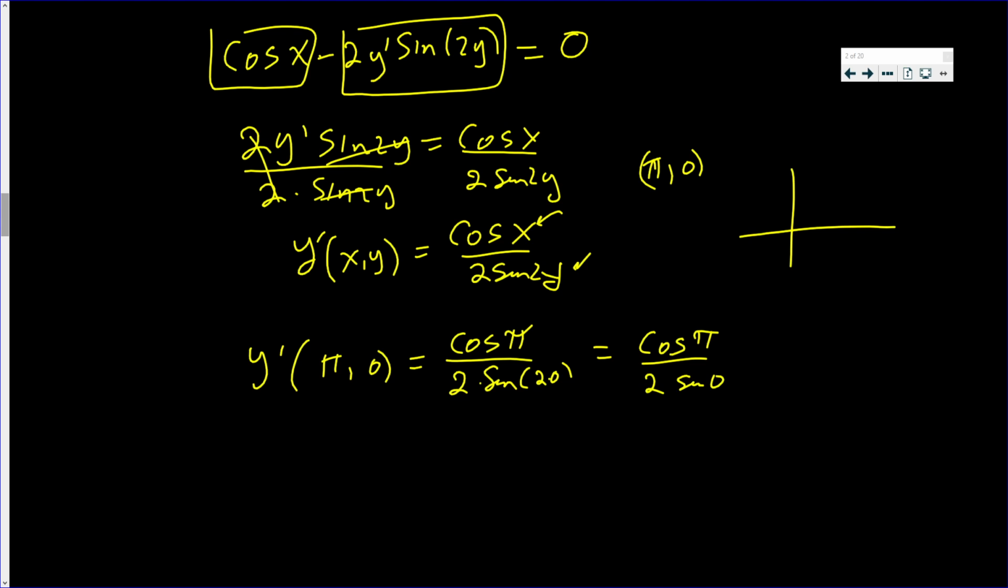Well, the cosine of pi, well, it starts when x is 0 and it finishes one cycle at 2 pi. Well, smack in the middle is going to be pi. And the cosine of pi is at its lowest point. It's -1 divided by 2 times the sine of 0, which is 0. So you get, it does not exist. That means you have a vertical asymptote at (pi, 0).